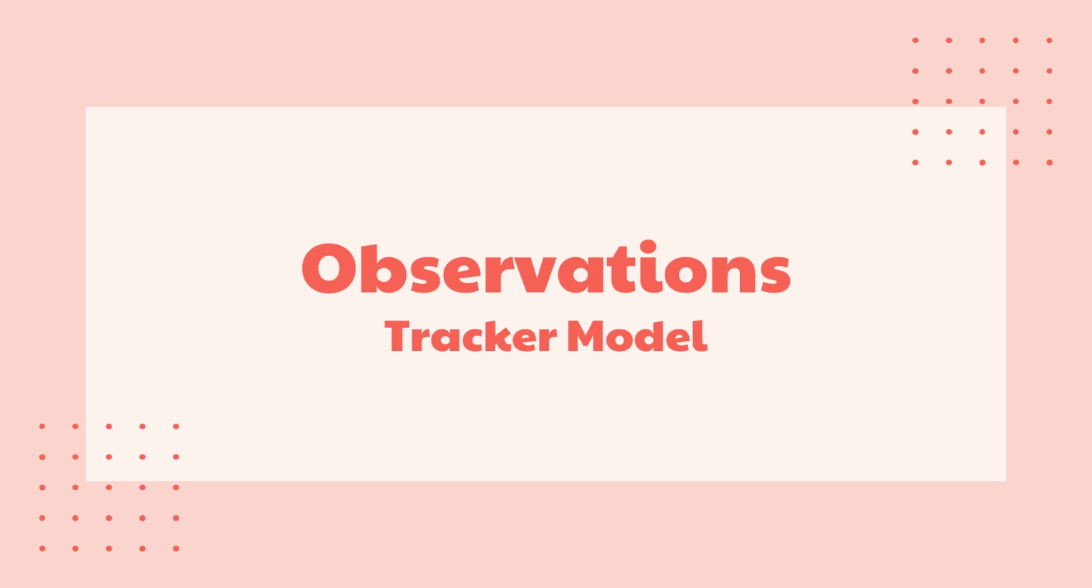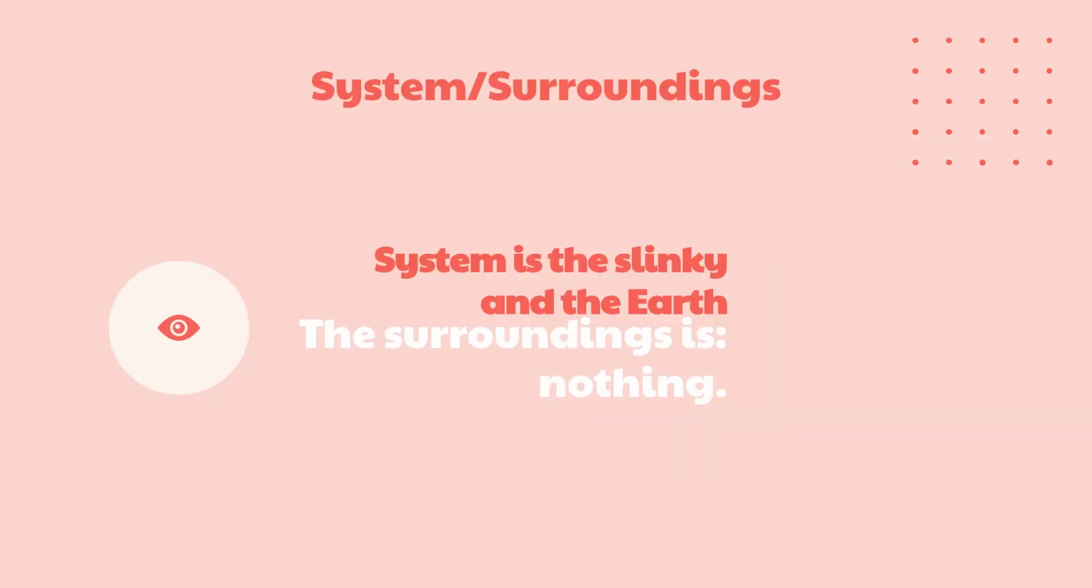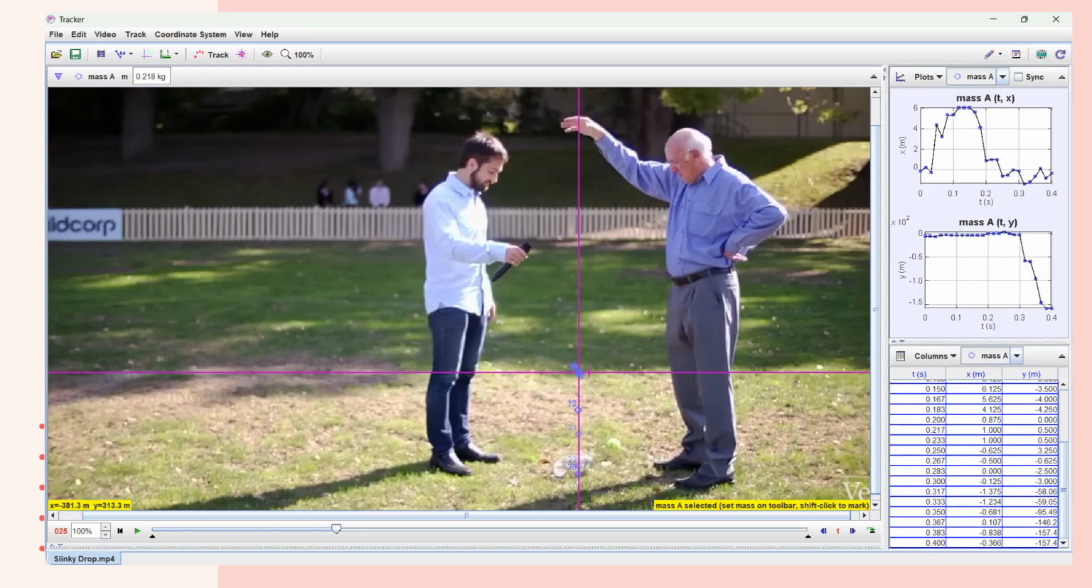So my observations in the tracker model: first I'm going to start with the system and surroundings, which I define to be the system including the Earth and the slinky and nothing in the surroundings, so that all energy stayed within the system. This is just a screen cap from my tracker input. What I did for this video is I took that clip that I showed at the beginning of the slideshow and I used the tracker software to track its position at each time. And from that, I got a graph for the x coordinate and for the y coordinate.